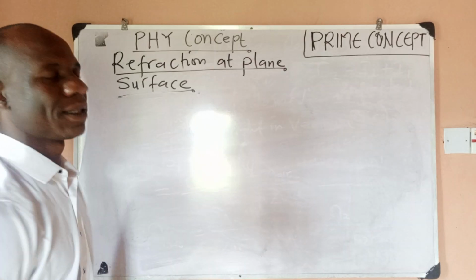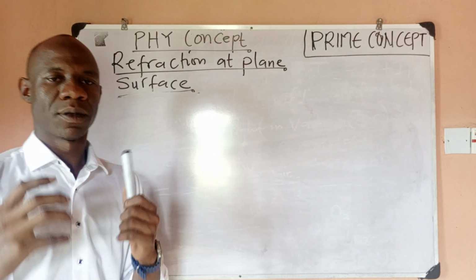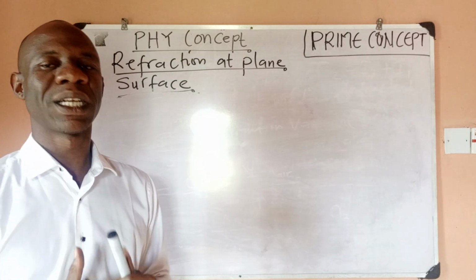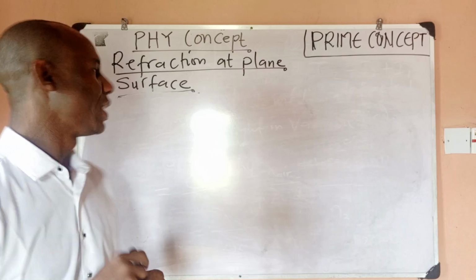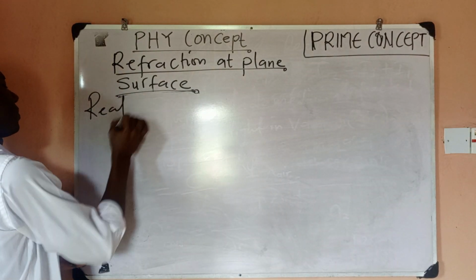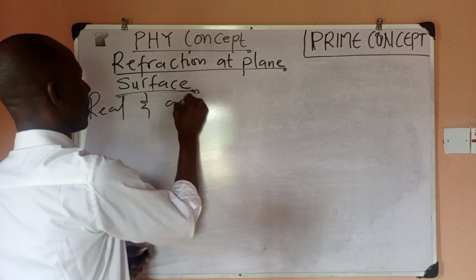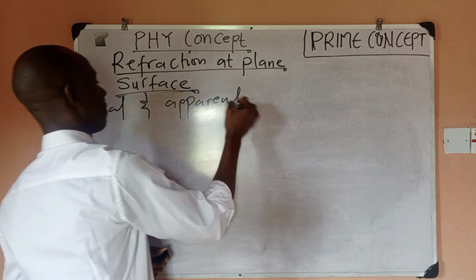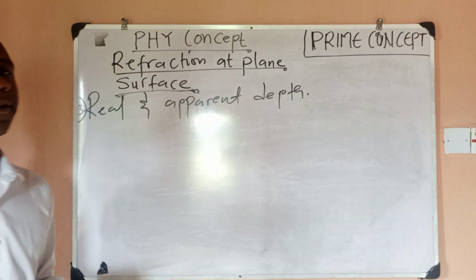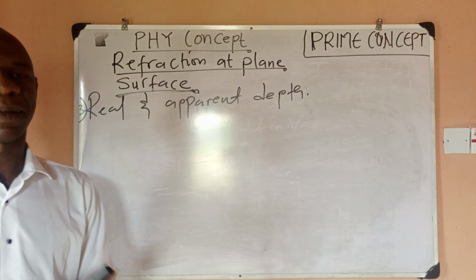The third way we can define refractive index is in terms of real and apparent depth. So we want to quickly introduce the concept of real and apparent depth. This is the third way we can define refractive index. What is the idea of real and apparent depth?